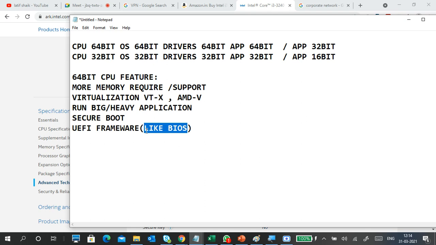Previously we were using BIOS as firmware, and currently we are using UEFI. So there are two things: secure boot is possible and UEFI support is there. We are using the GPT type of partition table. It supports GPT because we are using UEFI.